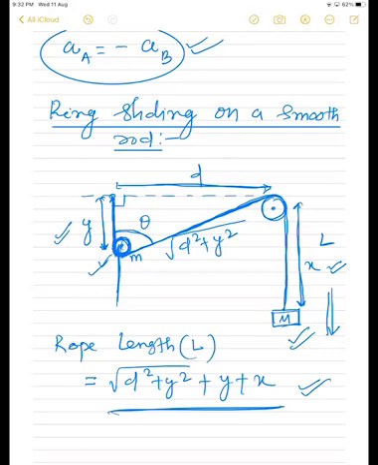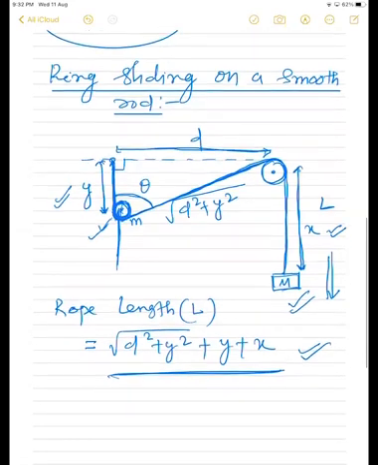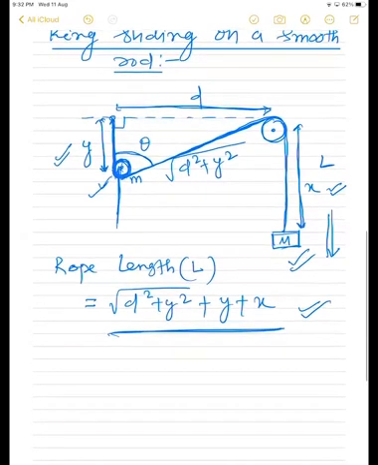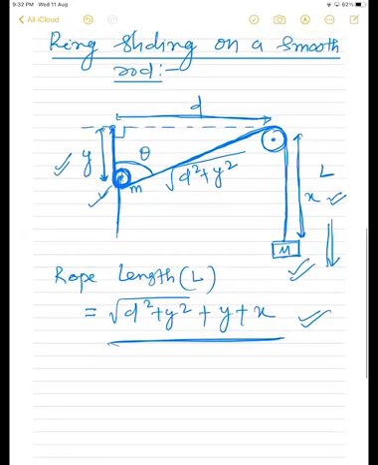Everyone understood? Okay. So I want to relate the velocity, right? If possible, I will go to the acceleration. You will do that part. I want to find the velocity. How the velocity of this m, let that be vm, right?